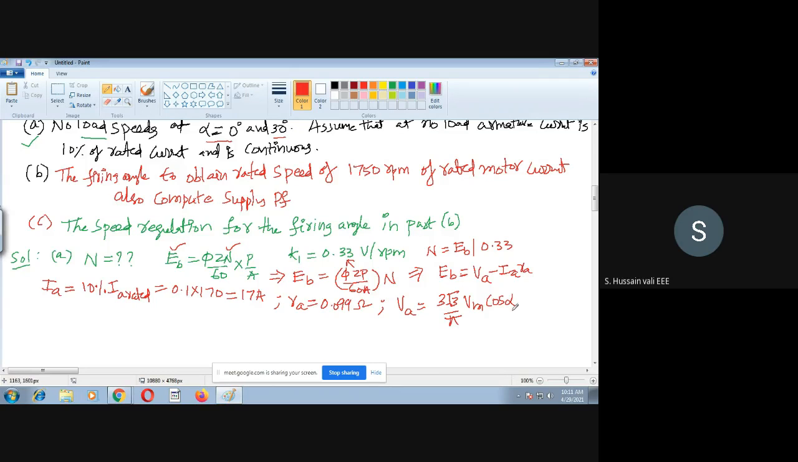Alpha is equal to 0, in the sense we know the alpha value. What else don't we know in this equation? We don't know Vm. What is Vm? Vm is nothing but the maximum value of the phase voltage.